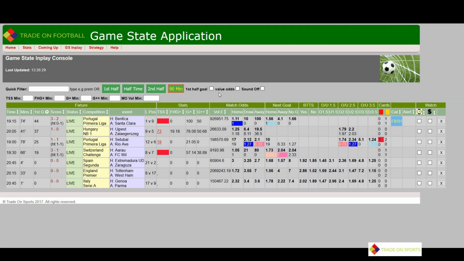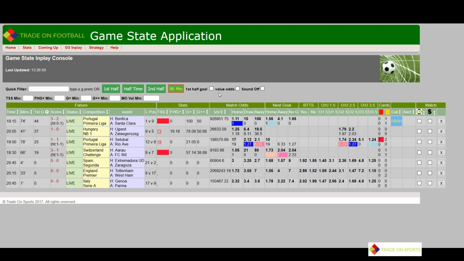Hello everyone and welcome back to episode 5 in our series of Tosser videos. We are Trade On Sporters, traders not tipsters, and in this episode I'll be showing you the front console of the Gamestate application and some of the hidden features you can sort through to find these trades.